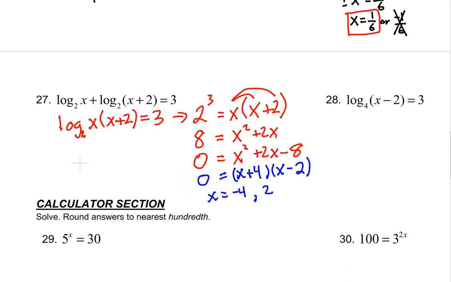Now, just like before, check these to see if any of them don't make sense in our actual answer. So if you plug in, let's say, negative 4 right here, well, you can't get a negative answer with logarithms. So we have to exclude the negative 4 answer. So we only have one answer, and that is x equals 2.